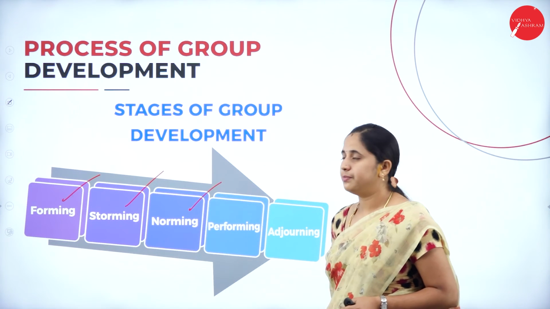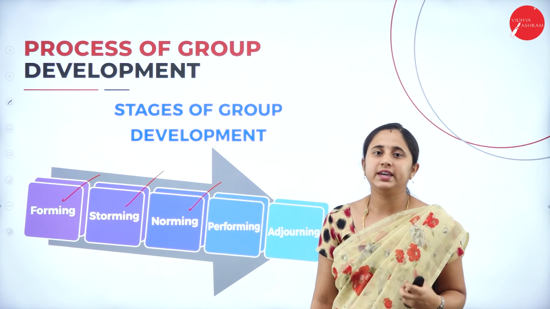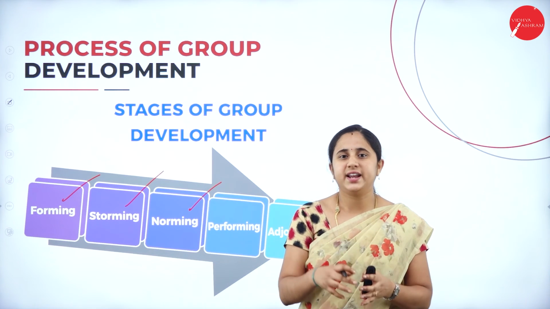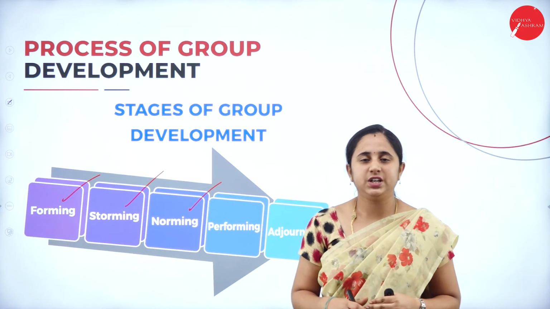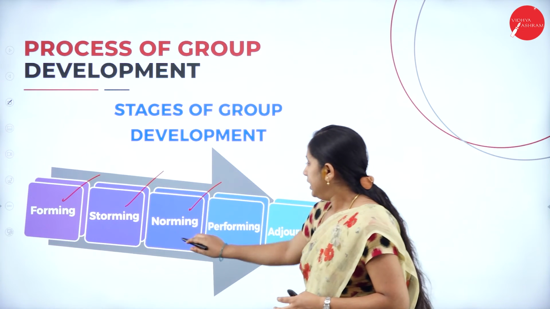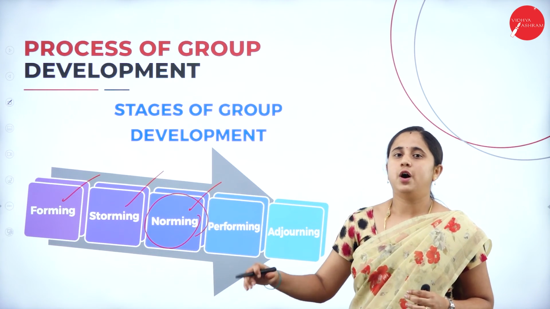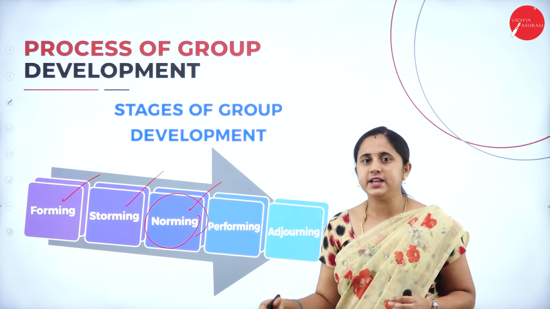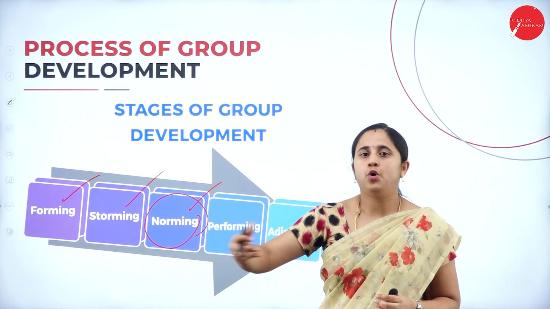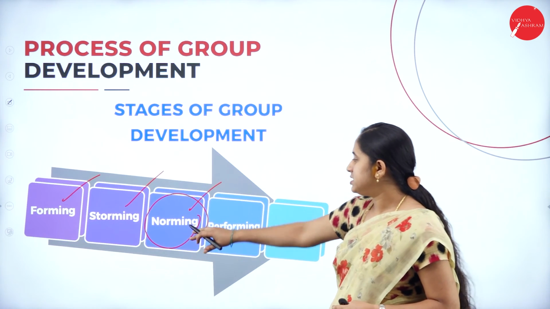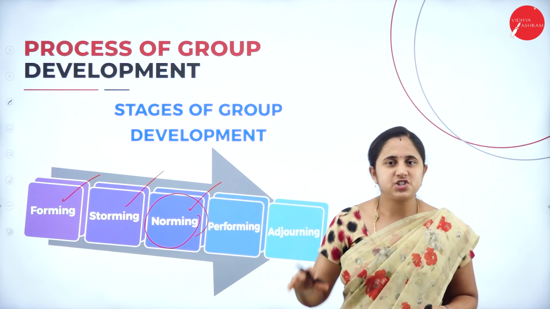Next one, norming. In this stage, you will get serious and start working effectively. You will form rules and regulations, guidelines and norms in order to achieve your objective. In this stage, more importance is given to achieving the objective. You will take the initiative to accomplish the goal. This stage defines the authority structure or the leadership structure.